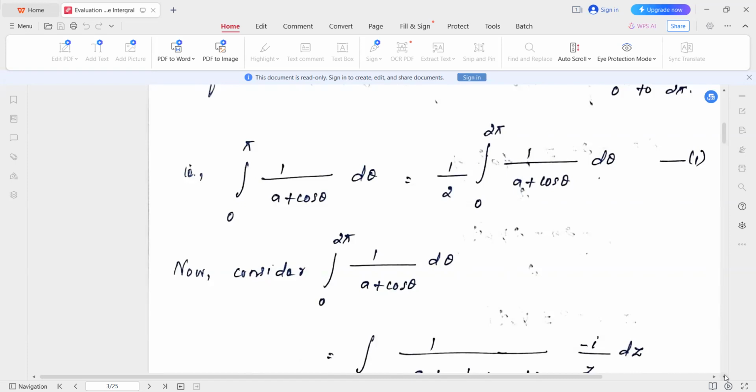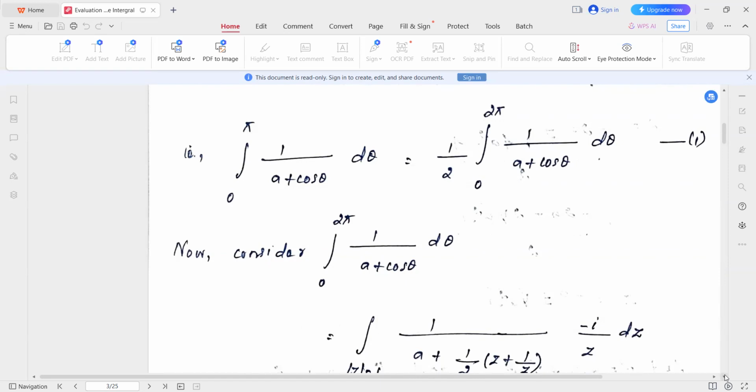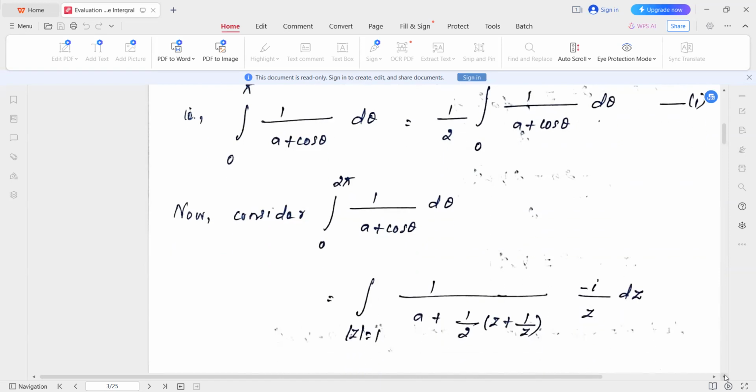So already in the steps of the procedure, we have found the value of cos theta and d theta. So here we are going to substitute that value in the given integral. So integral 0 to 2 pi 1 by a plus cos theta d theta changes, when we change into Cartesian coordinates, to integral over mod z equal to 1 of 1 by a plus the value of cos theta, which is 1 by 2 times z plus 1 by z. The value of d theta is minus i by z dz.